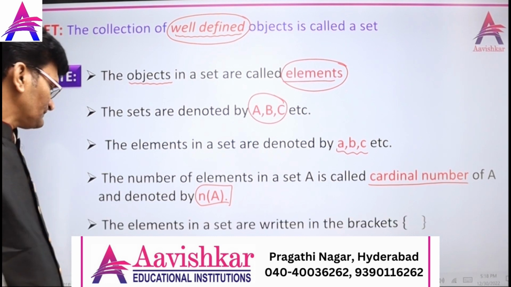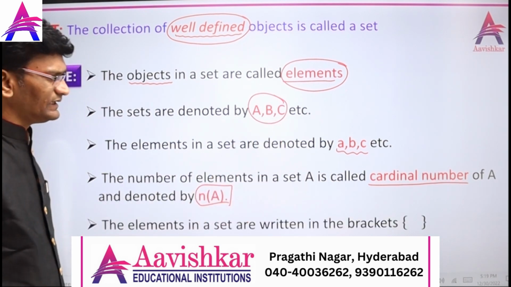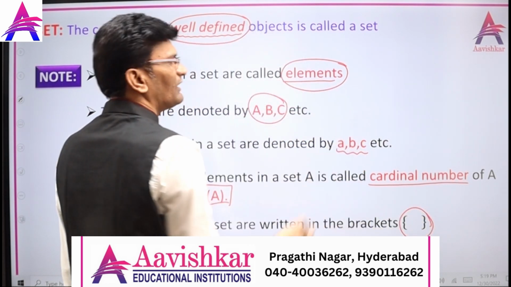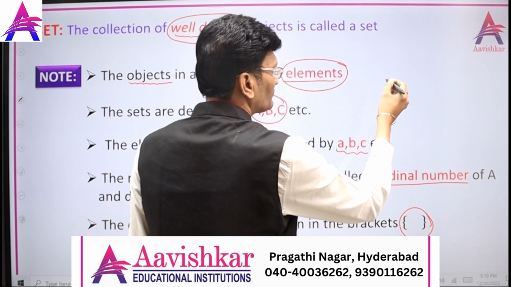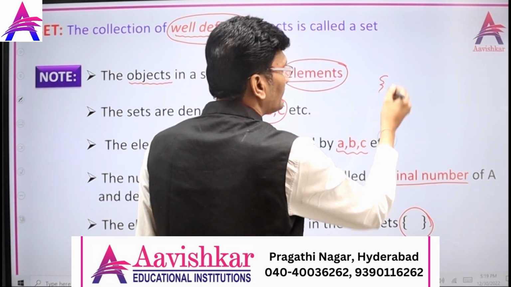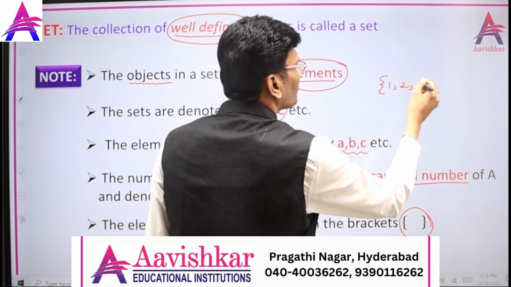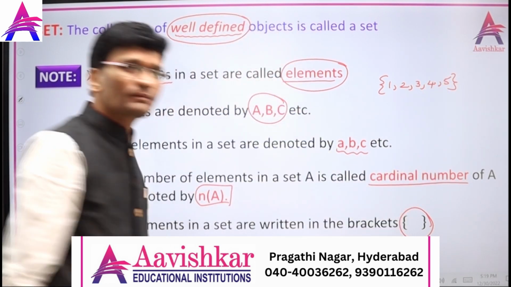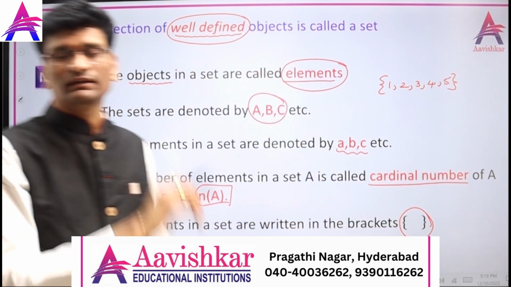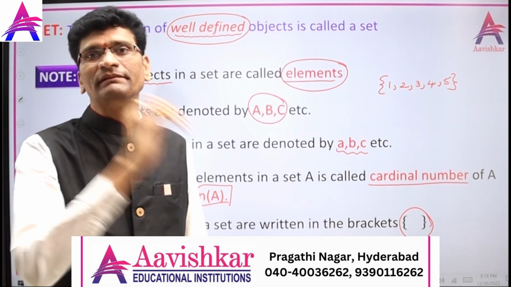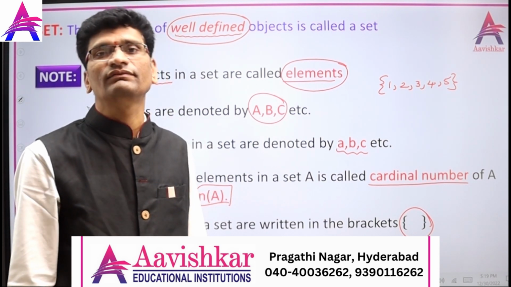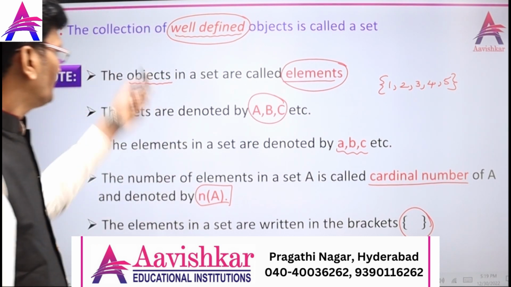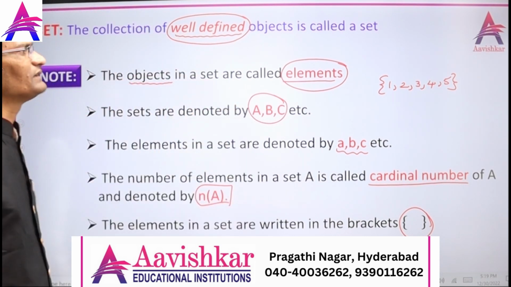Next, the elements in a set are written in flower brackets. For example, the natural numbers from 1 to 5 are written in flower brackets like this. While writing in flower brackets, remember the elements should not be repeated, and the order of the elements is not important. These are a few important points about sets.